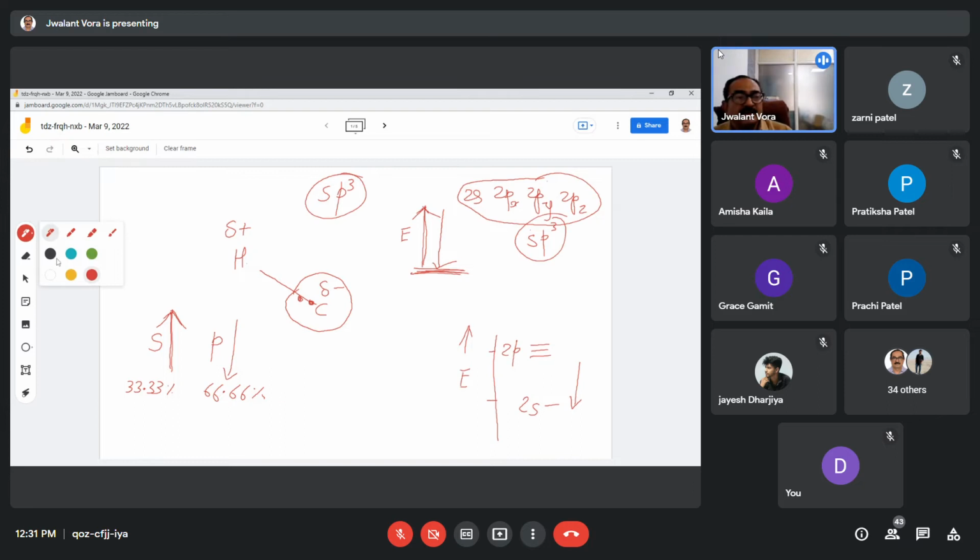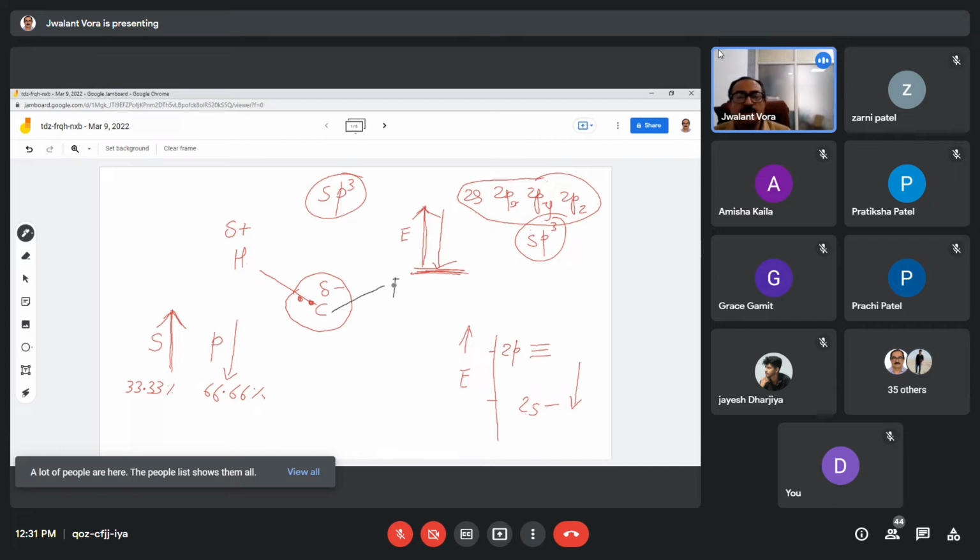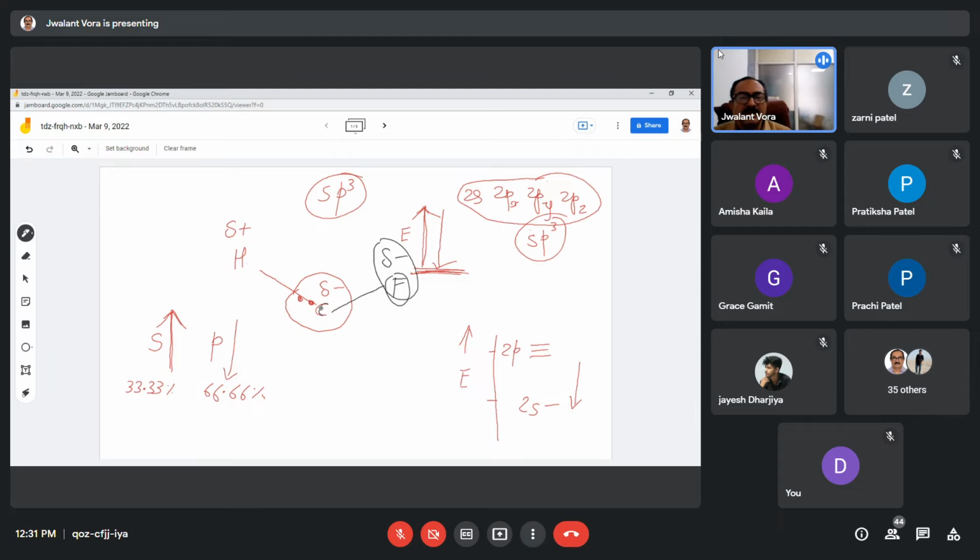On the other hand, what will happen with the more electronegative substituent like the fluorine atom? The fluorine atom is more electronegative than the carbon atom. So the fluorine atom will become delta negatively charged, and the carbon atom will become delta positively charged. A flow will be there towards the fluorine atom. But the fluorine atom is not at all responsible for the hybridization. It is the carbon atom which is responsible for the sp3 hybridization.